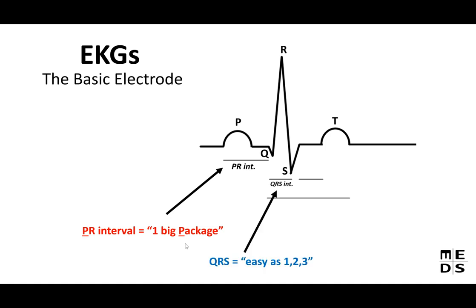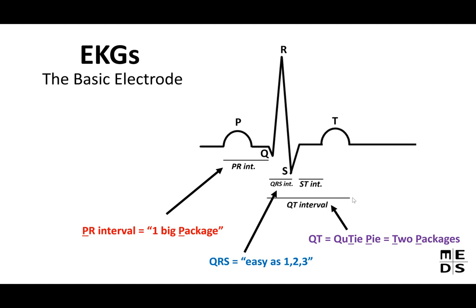The next part is the QRS, from the Q to the R to the S. Just remember, QRS is easy as 1, 2, 3. There are 3 letters, therefore it's 1, 2, 3. It should not be bigger than 3 boxes. The next one is the QT interval, from the Q to the T. I just remember QT pi, so 2 packages, meaning that from here to here it shouldn't be bigger than 2 packages. Essentially, it shouldn't be any more than double the PR interval.